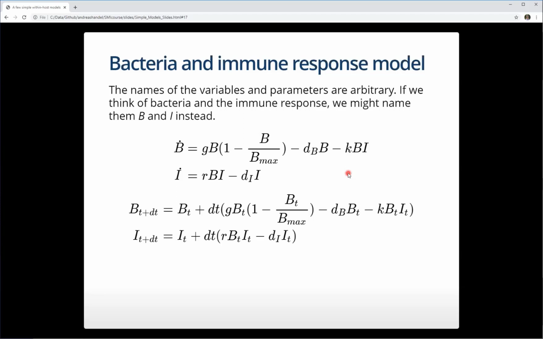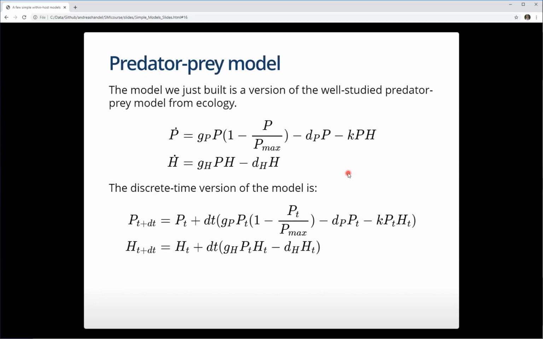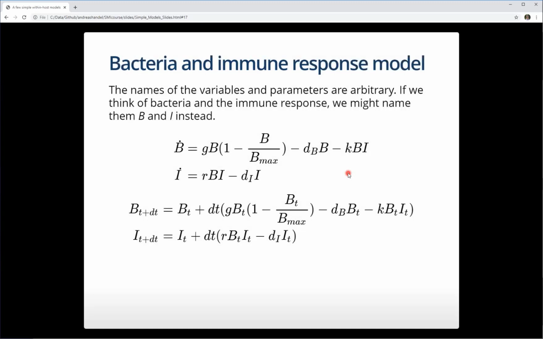In terms of terminology, there's the unfortunate fact that what you call these things is really arbitrary. So you can name them yourself. The downside is that you always have to look very carefully. So if we want to think of bacteria and immune response, we just renamed this now. It's exactly the same model as this one. I just renamed P and H to B and I, and also gave a few other model parameters different names.